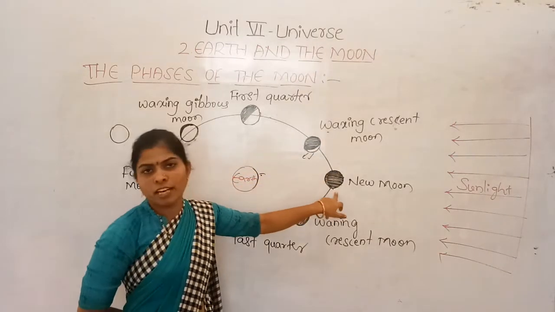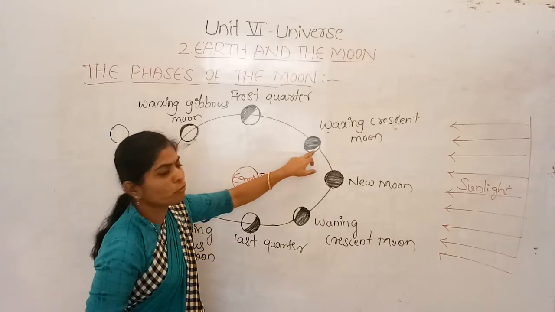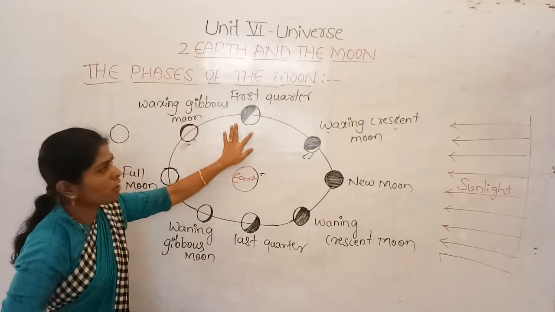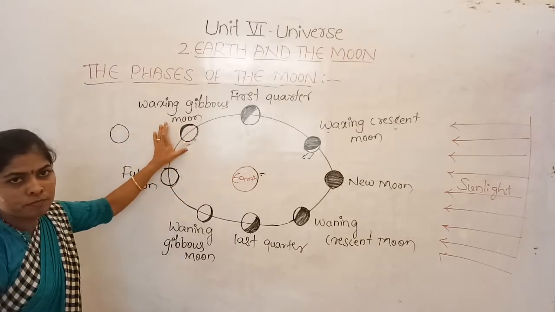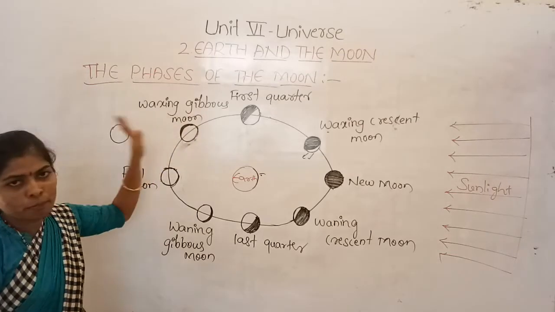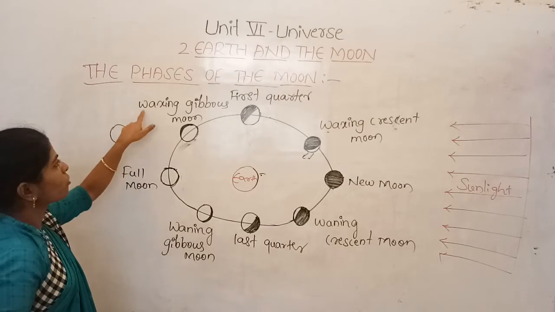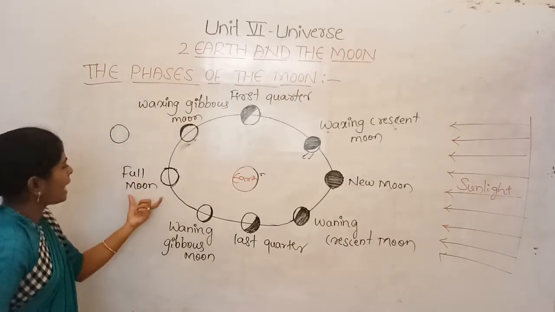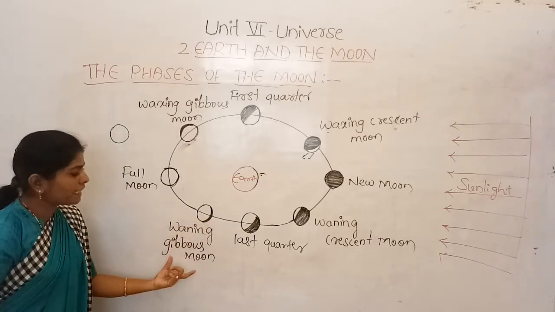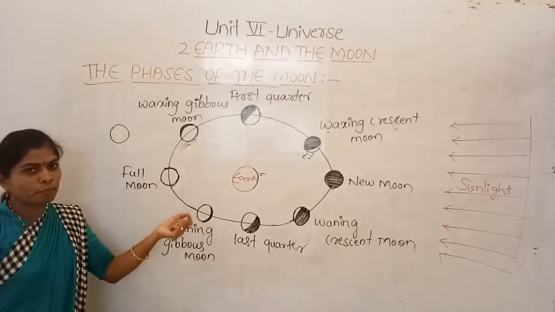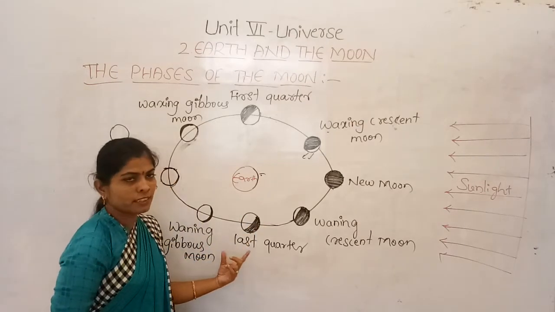This is the new moon, which we are not able to see clearly. This is the waxing crescent, only a part of the moon we can see. This is the first quarter, half moon we can see, and this is the waxing gibbous moon. Almost all the part of the moon we can see, but only a little portion we are not able to see. That is called waxing gibbous moon. And here we can see the complete moon, that is the full moon. And then it is a waning gibbous moon. Here also almost all the part we can see. And this is the last quarter. Here also half moon we can see.